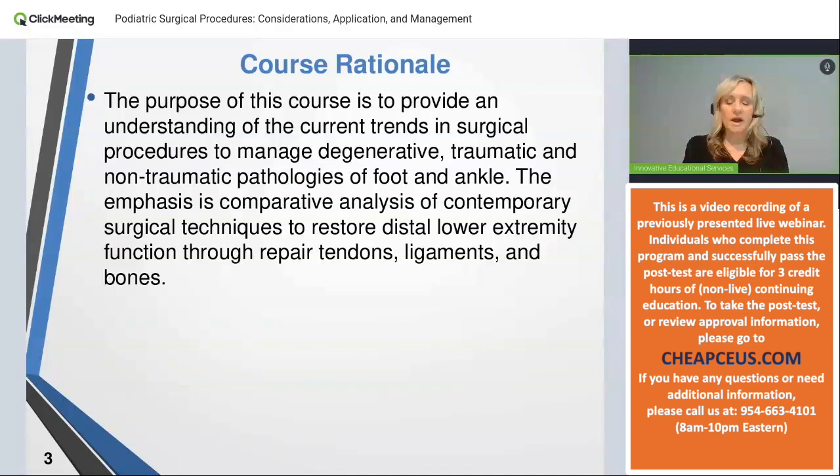The rationale for our course is to enhance our understanding of these different surgical procedures, to look at the biomechanical changes that do occur during surgery, and to utilize that as our foundation for making our clinical decisions in terms of rehab components for our patients with distal lower extremity surgical procedures. We will look at procedures that are utilized to manage degenerative changes as well as traumatic and non-traumatic pathologies of the foot and ankle complex that involve the tendons, ligaments, and the bones.